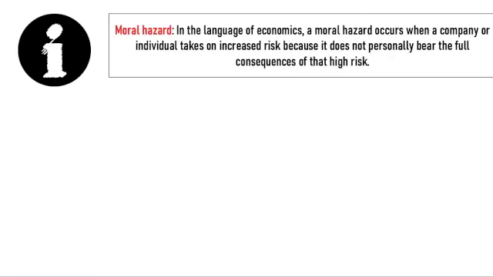When we're looking at different types of asymmetric information, one that we have to consider is moral hazard. Moral hazard occurs when a company or an individual takes on increased risk because it does not personally bear the full consequences of that high risk. So they do not mind giving away these very risky mortgages because they know they won't bear the full consequences if the mortgages are not repaid and turn into defaults, because the investment bank has already bought it off them by, for example, Monday lunchtime, as they said in the video.